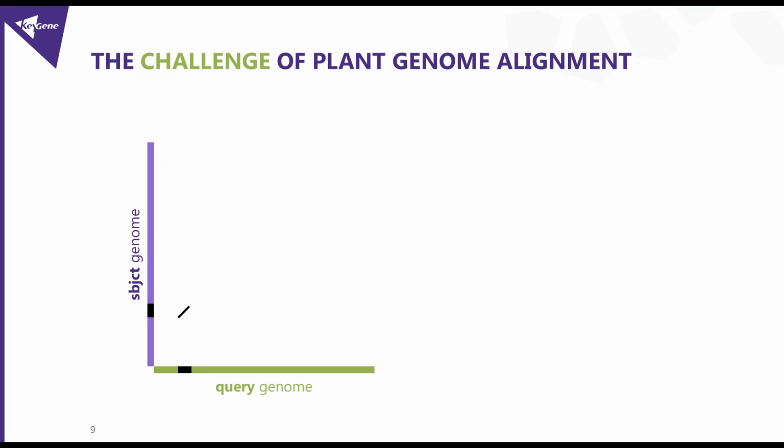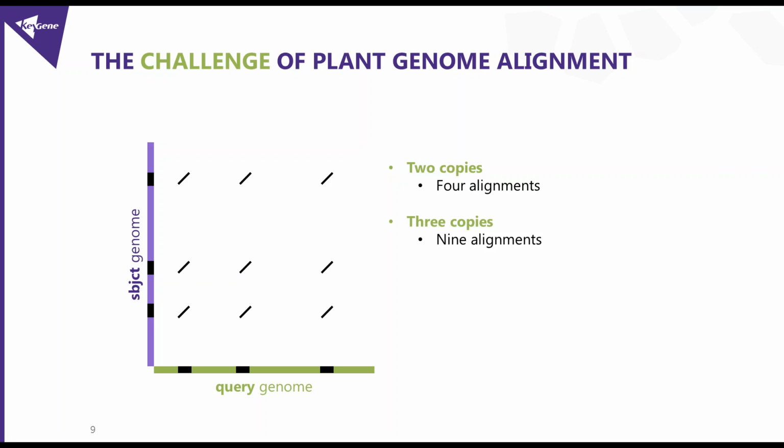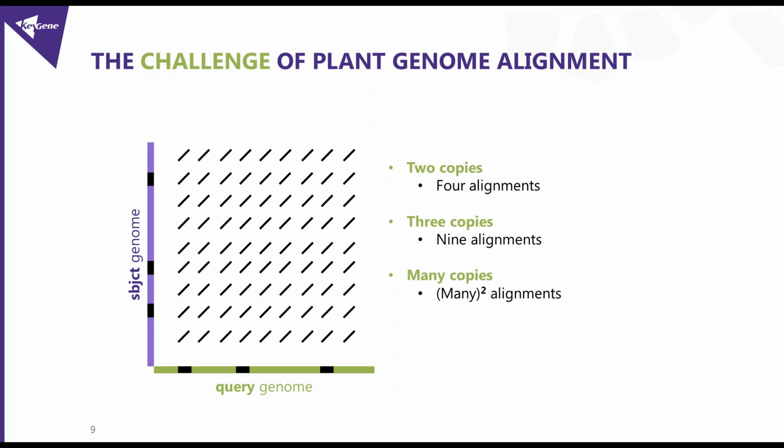Now, if I have a genome where there is one certain element that is shared between the two genomes, I will get a small line like this. However, if there's two copies of the same element in the genome, I end up with 4 alignments. 3 copies, you can guess, 9 alignments. And I can extend this to many copies, and in the end, we get many squared alignments. So we get all these little pieces of sequence that are the same. And this, as I said, happens a lot in plant genomes.